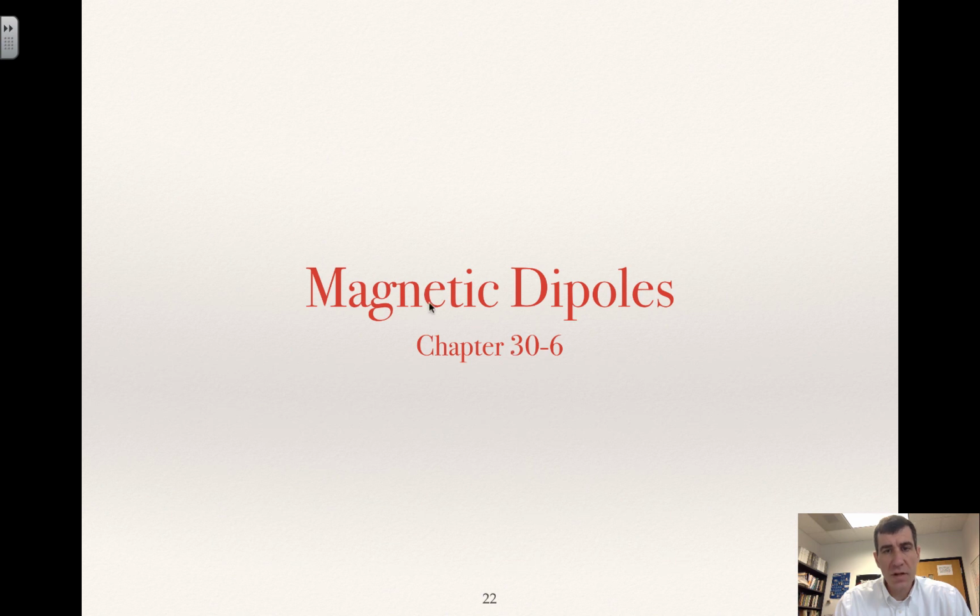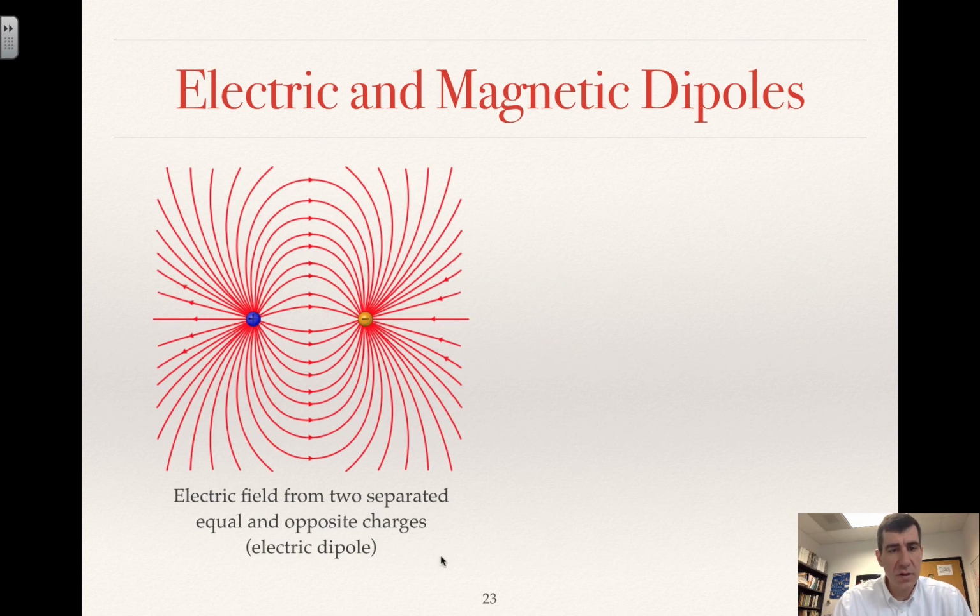In this video we're going to talk about magnetic dipoles, and this is covered in chapter 30-6 of the textbook. A little reminder: back when we were looking at electric fields, we looked at an electric dipole. Remember, an electric dipole was a positive and a negative charge, equal in magnitude, separated by some distance. And this is what the electric field lines from an electric dipole looked like. It's sort of a butterfly looking thing.